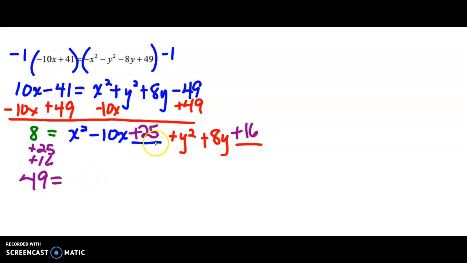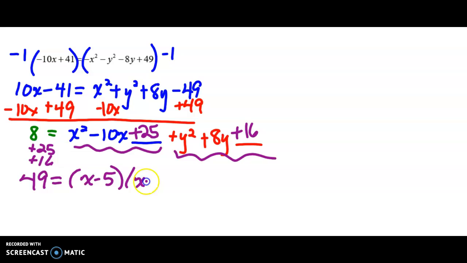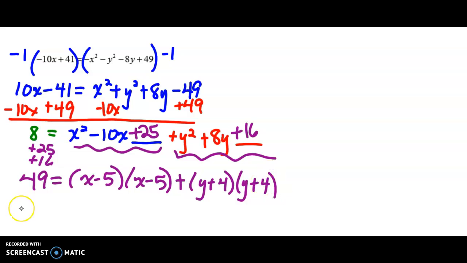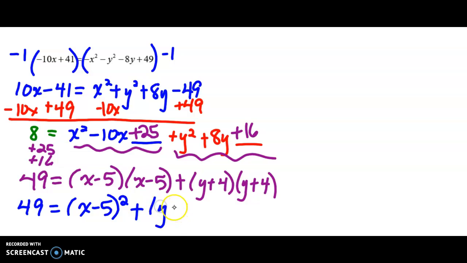Our goal now is to factor these things. So we're going to factor that into x minus 5, and hopefully you're getting the hang that it's going to be x minus 5 squared. And then this is y plus 4, and we can rewrite that as... this is called standard form. I don't know if I said that before. This is standard form of a circle. Because in this form, we can look at and understand that the radius is 7, because this is the radius squared, and the center is 5, -4.